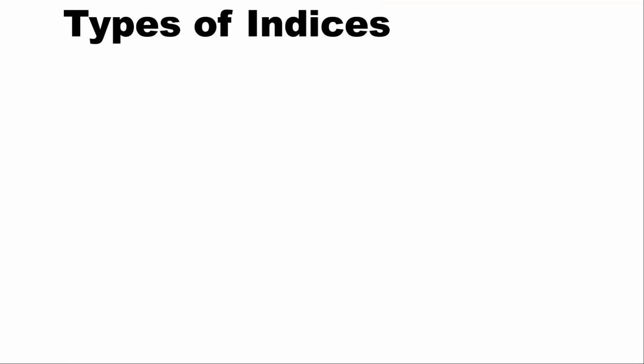As I've just said, I'm hoping you're coming into this lesson with a good basic understanding of indices, but let's first just recap the different types of indices we might see. There are positive indices, for example, 3 as a power, simply means that we're going to multiply the base by itself repeatedly 3 times. So in this case, b times b times b.